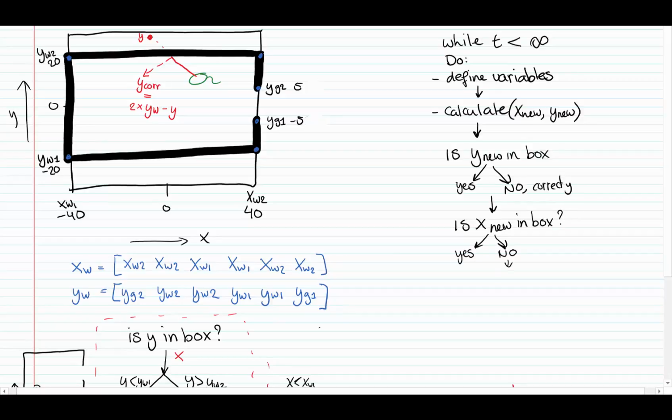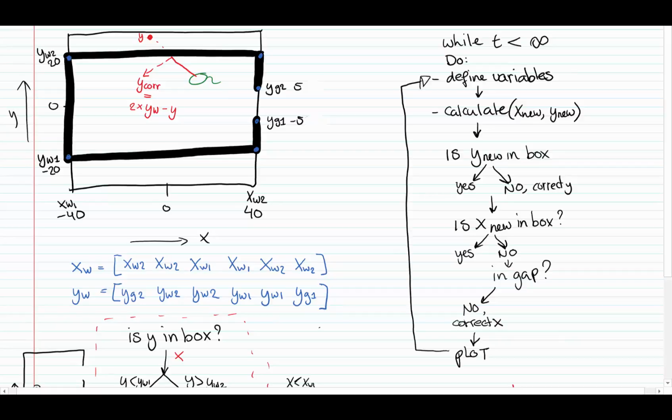If X is not in the box, there's two options. The first one is if it's in the gap. If this is not the case, then it's outside the wall, and we have to correct the X again, so it bounces back. Then we can plot this, and then we can repeat the whole loop again.